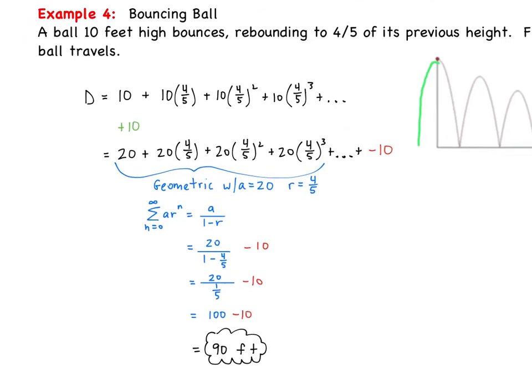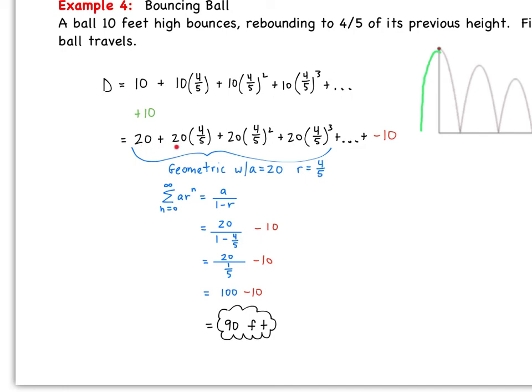So what we should notice then is my initial term is 20, plus 20 times 4/5, plus 20 times 4/5 squared, etc., and don't forget to subtract that 10 in the end. This is a geometric series with a being 20 and r being 4/5. The absolute value of 4/5 is between 0 and 1, so we can go ahead and find the sum of all of these terms. The sum of the series is a over 1 minus r, so 20 over 1 minus 4/5, and I can't forget to subtract that 10 at the end.